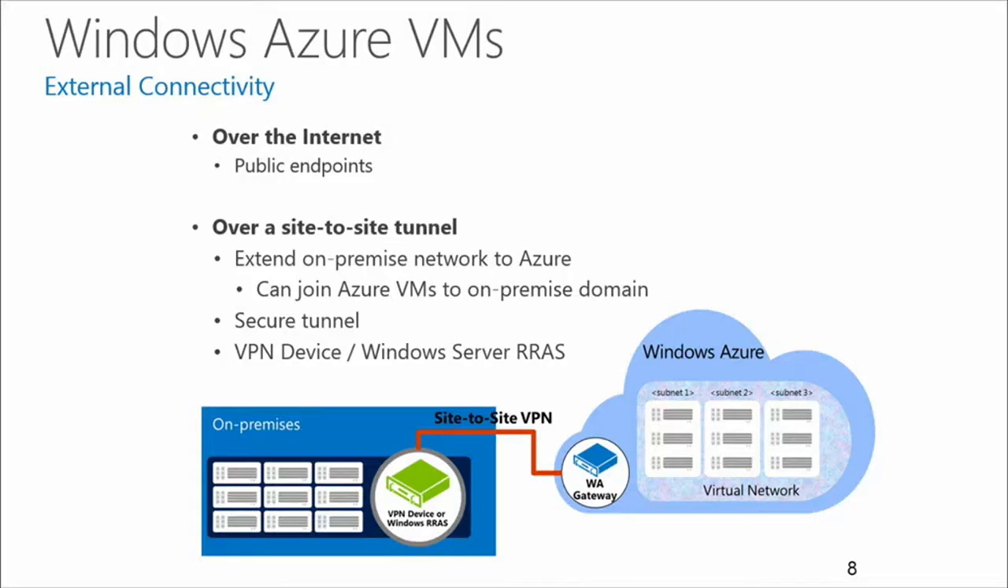Something else I wanted to describe is that we have external connectivity to these Windows Azure VMs. You can connect to these VMs over the internet by creating what is called a public endpoint. Or you can have a site-to-site tunnel for secure connectivity between your on-premise environment and Windows Azure, which will basically allow you to extend your on-premise domain into Windows Azure.